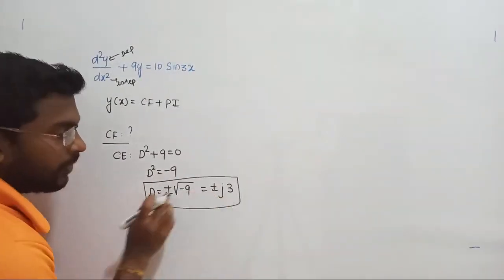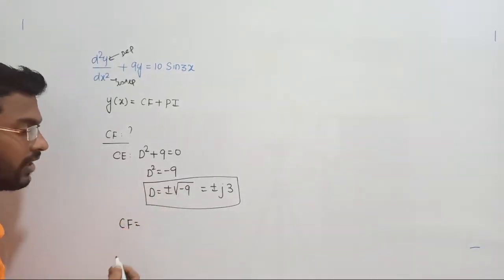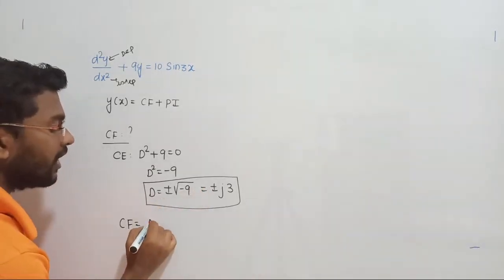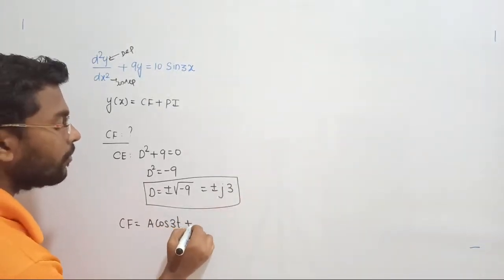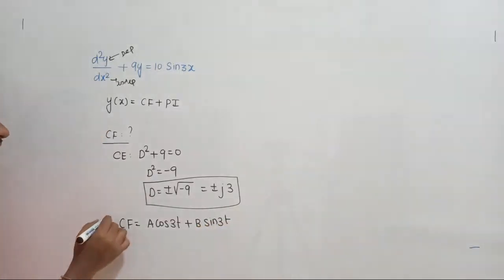Actually, for one complex pair, what is the correct solution for the complementary function? Anyway, the real part is 0. So the answer is A into cos beta t, beta value is 3, so A cos 3t plus B into sine 3t. That's all. That is the correct answer.